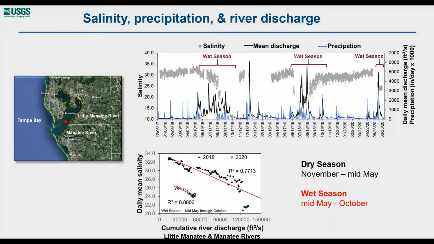Our Tampa Bay sensor sits between the inflow from 2 of the 4 rivers in Tampa Bay. It's a little bit closer to the Little Manatee River than the Manatee River. This top graph shows sensor salinity data in gray, plotted along with daily mean river discharge from both rivers in black and precipitation in blue. We have distinct dry seasons from mid-May to October and wet seasons from about November to mid-May, and this is reflected in our salinity data. The bottom graph shows a good linear relationship between daily mean salinity from our sensors and cumulative river discharge, and this indicates that salinity at our monitoring site is strongly influenced by these 2 rivers.